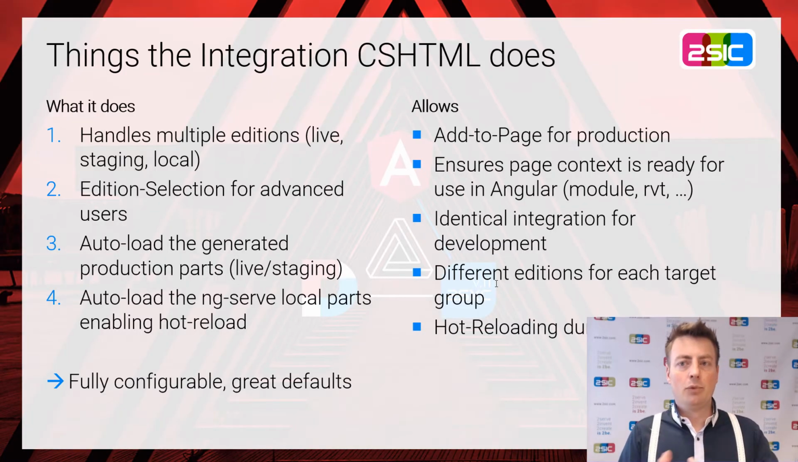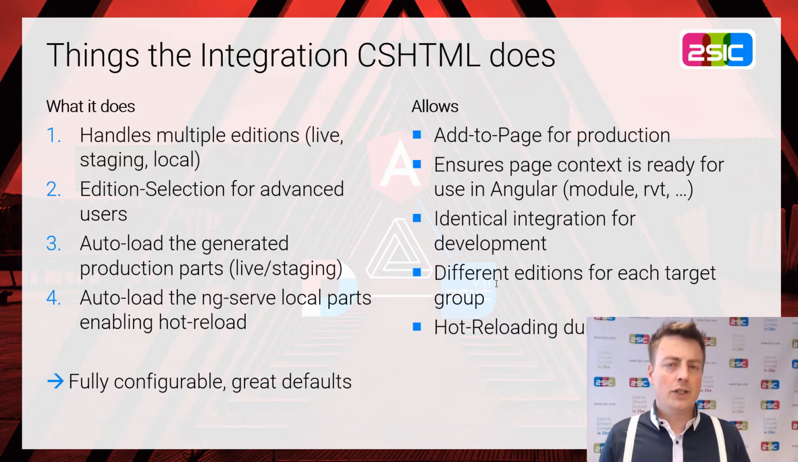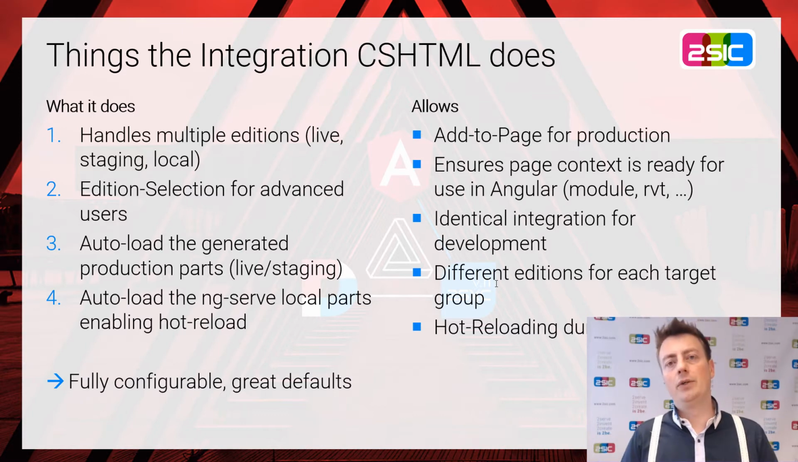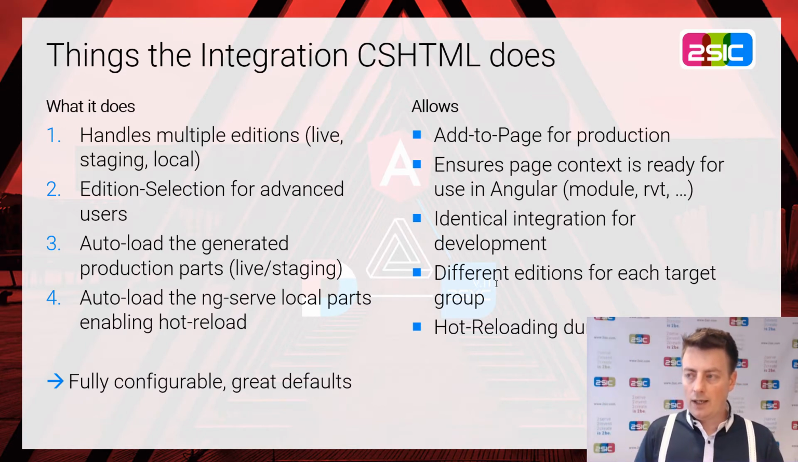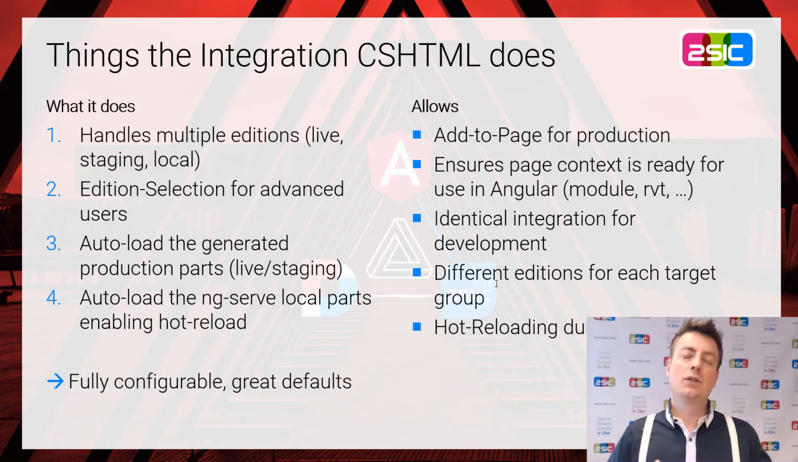So what it basically does: multiple editions, we mentioned that. Edition selection, you've seen that. We're loading the generated parts live in staging based on the edition, and we have the hot reloading built in as well. And this is all open source. You can use different configurations, or you can just rewrite the code to whatever you need. So we have all these functionalities that you see here, and that already is going to save you hundreds of hours when working in DNN. We need this in all our DNN Angular projects, and we have quite a few of them actually.